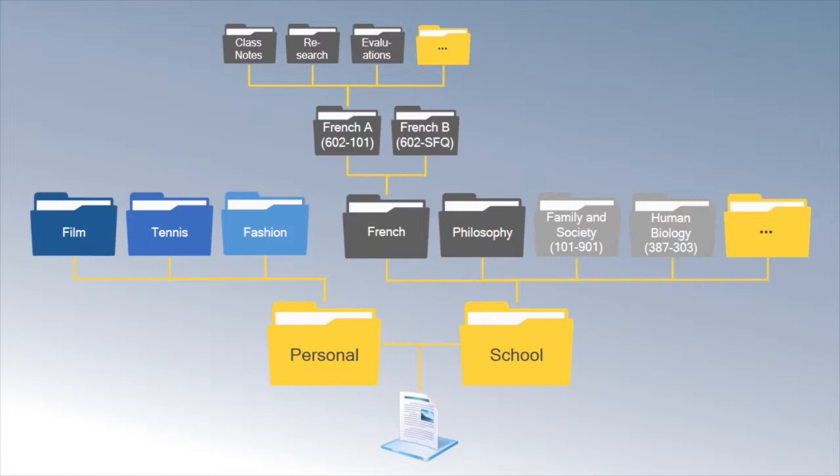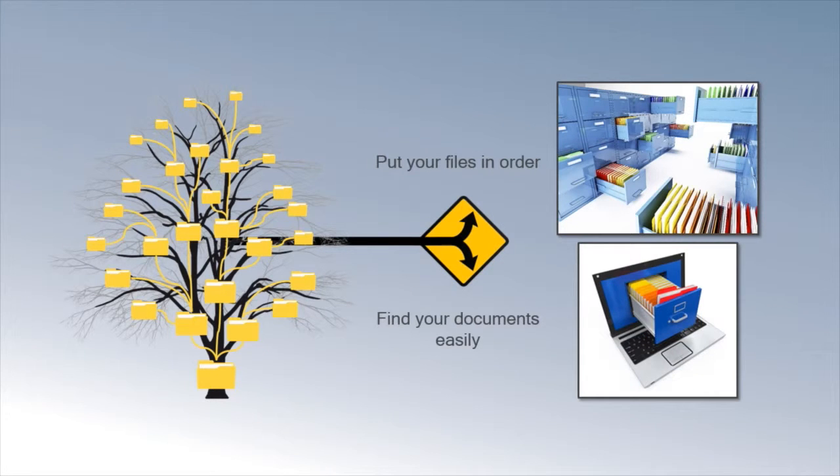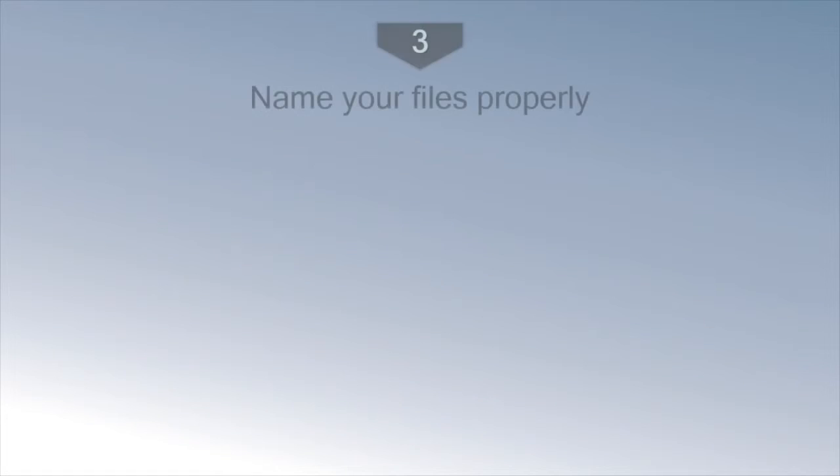This filing system is just an example. The important thing is for you to develop a system that works for you so you can easily locate your documents. In short, a folder tree helps you put your files in order based on a personal system that makes sense to you so you can find them again easily, even if they've been stored on your computer for a very long time. And finally, tip number 3.